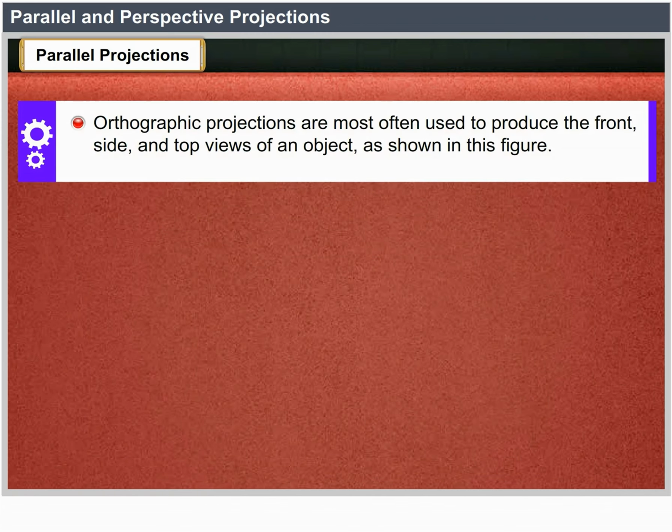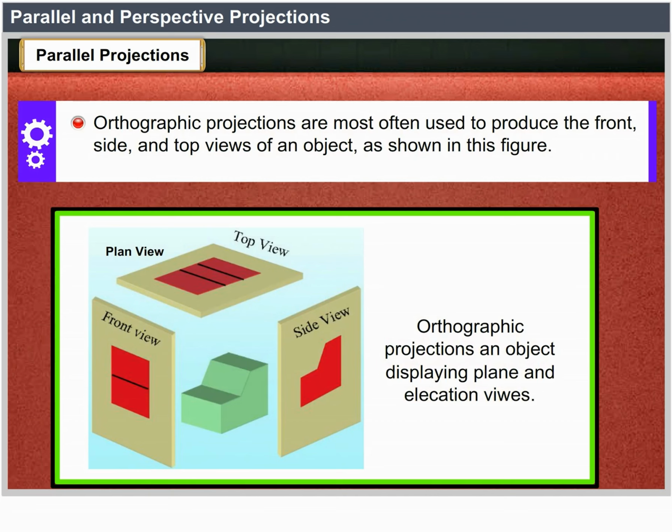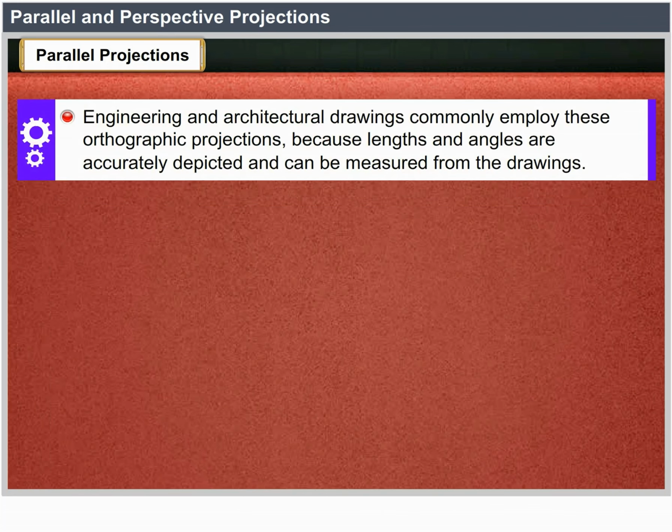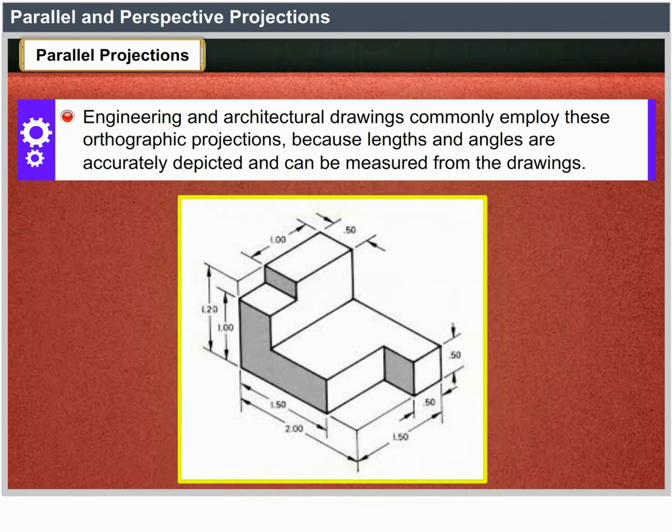Orthographic projections are most often used to produce the front, side and top views of an object, as shown in this figure. Front, side and rear orthographic projections of an object are called elevations, and a top orthographic projection is called a plan view. Engineering and architectural drawings commonly employ these orthographic projections because lengths and angles are accurately depicted and can be measured from the drawings.